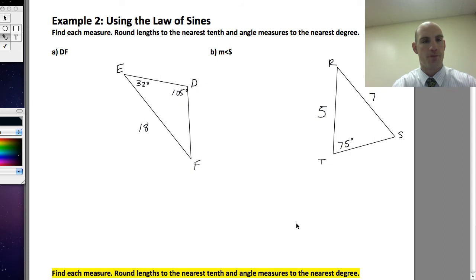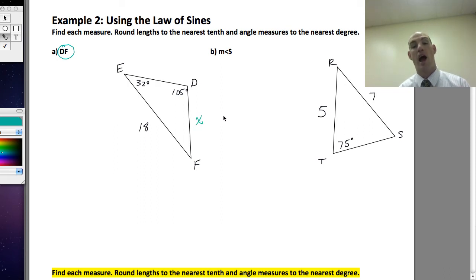In example 2, we're going to find each measure and we're going to round to the nearest tenth and angle measures to the nearest degree. So in this first part, we're going to try to find DF. Well, this is DF over here. I can just label it X for ease of handling. And notice, I have two angles and a side.